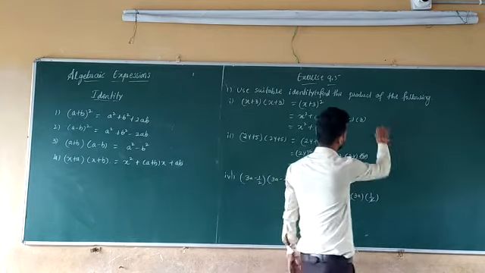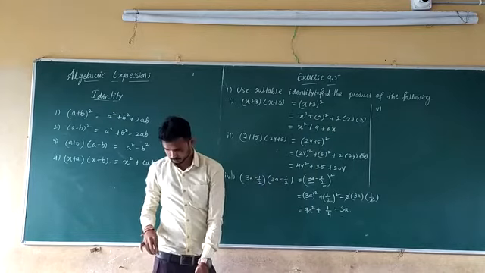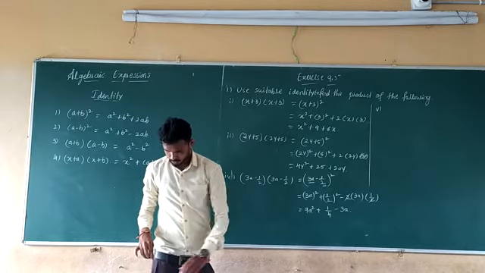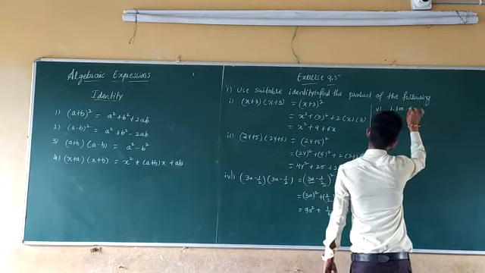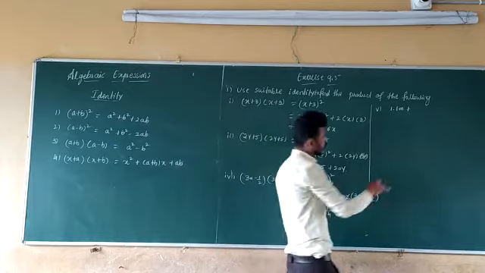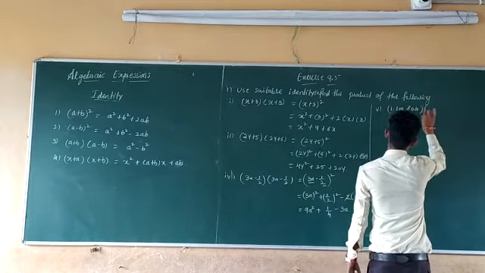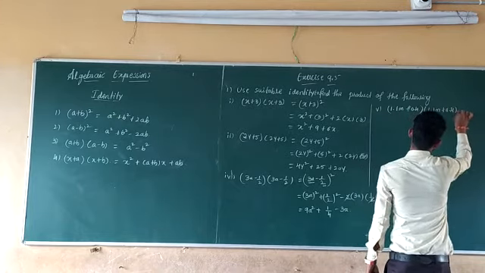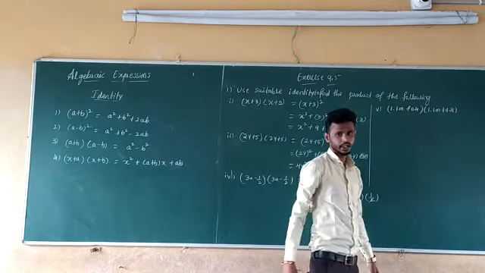The next question. Fifth one. (1.1m minus 0.4) into (1.1m plus 0.4). Now see, this one is of which identity?